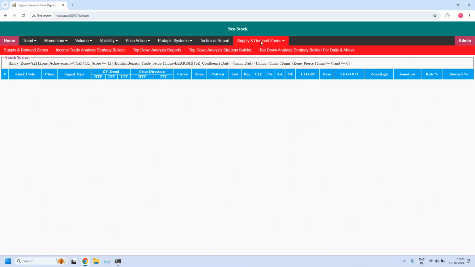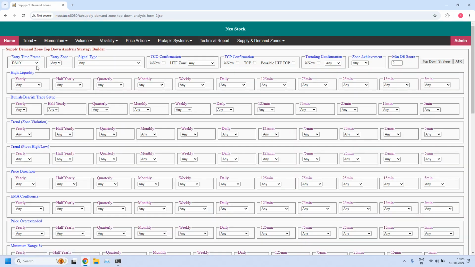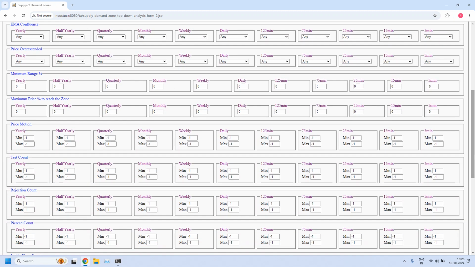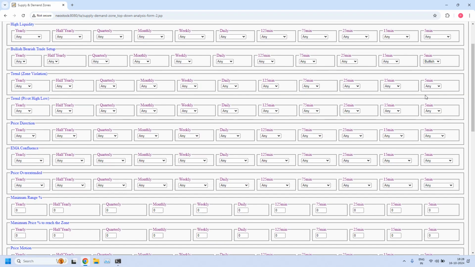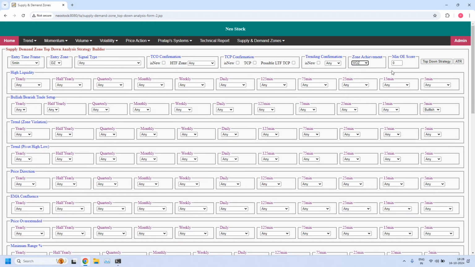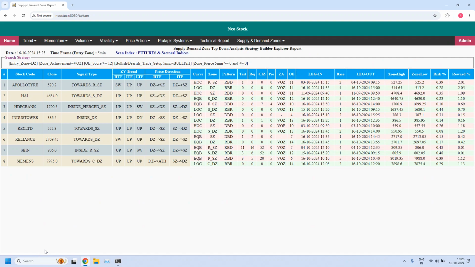Okay, next let us look for bullish trade setup for hourly income trade, that is entry time frame 5 minutes, entry zone is demand zone. In bullish or bearish trade setup at 5 minutes time frame, I am selecting bullish, and this 5 minutes demand zone should not be pierced. So in the pierced count at 5 minutes time frame, minimum value I am setting 0, maximum value 0, zone achievement is violated opposing zone, minimum odd enhancer score should be 12. All the 3 filters are applied to 5 minutes demand zone. So 8 stocks are filtered.